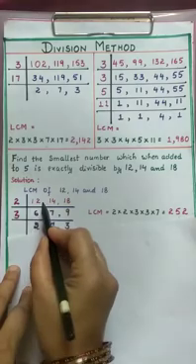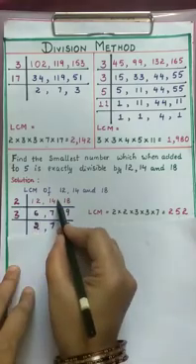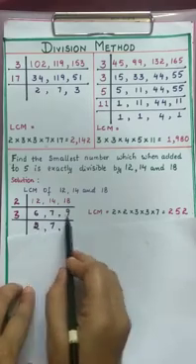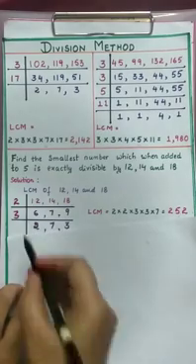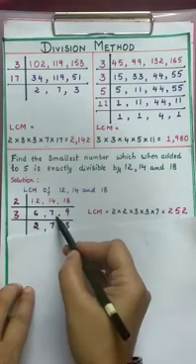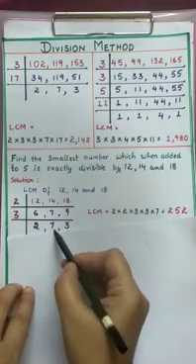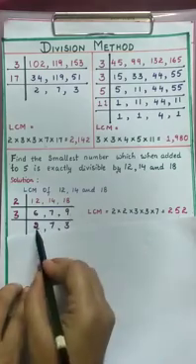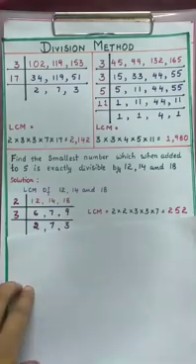So 2 6s are 12, 2 7s are 14, 2 9s are 18. Now here for 6 and 9, 3 is the common factor. Let us divide by 3 here. 3 2s are 6. This 7 is not divisible, so you bring it down as it is. 3 3s are 9. Again 2, 7, 3. There is no common factor. So we'll stop the LCM here.